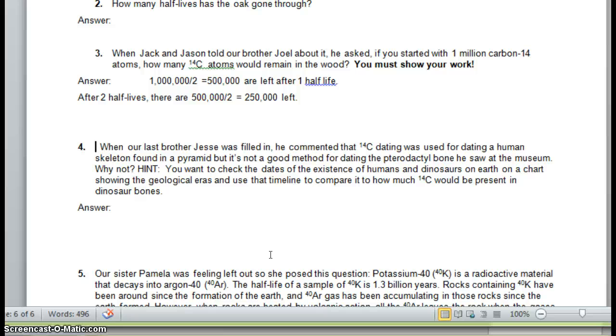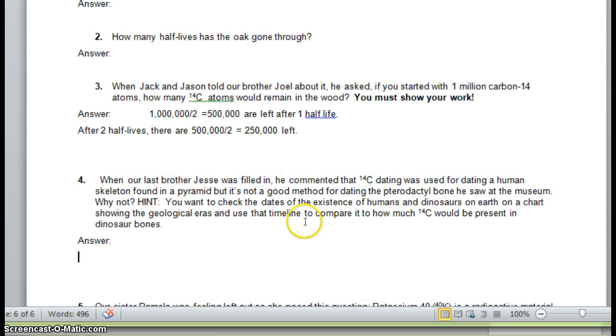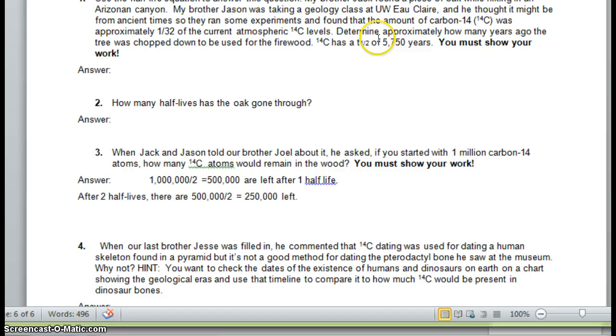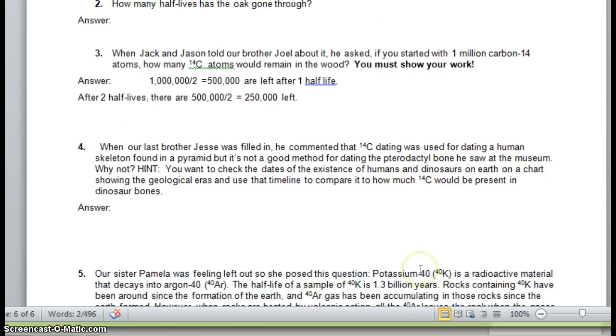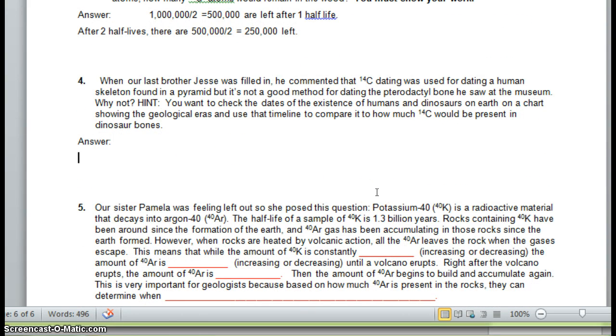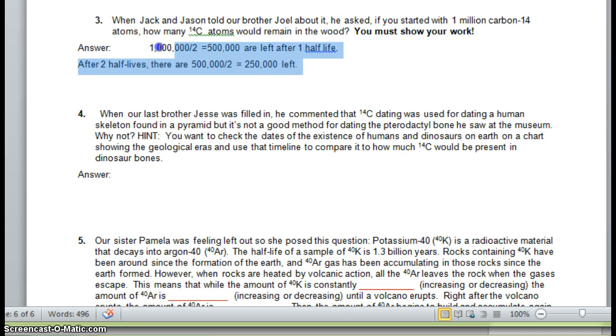Step 1. Google. How long ago did dinosaurs live? I don't care if you do a pterodactyl or any other dinosaur, it really doesn't matter. Step 2, the half-life for carbon-14, remember, is 5,750 years. Okay? Tell me how many half-lives that would be. Look at this up here and do some thinking and tell me why we can't use that for dinosaur bones.